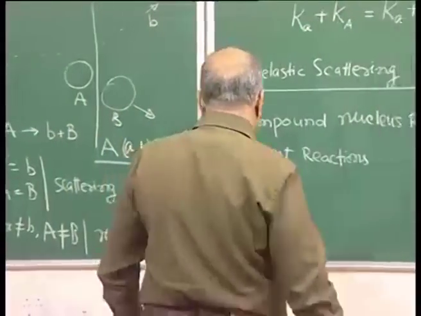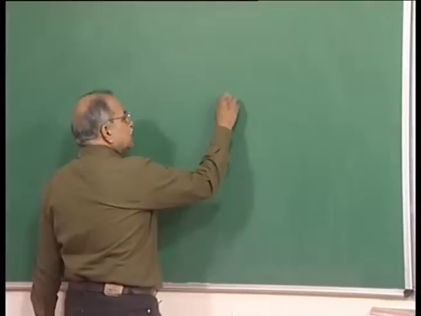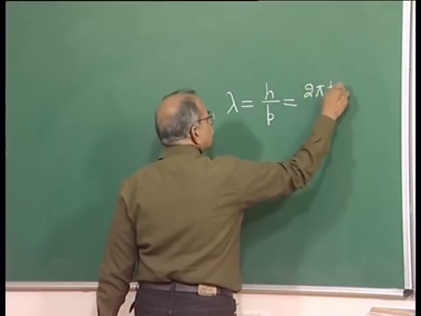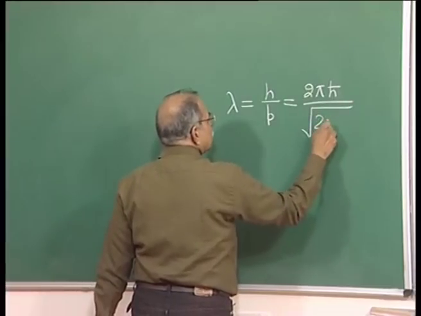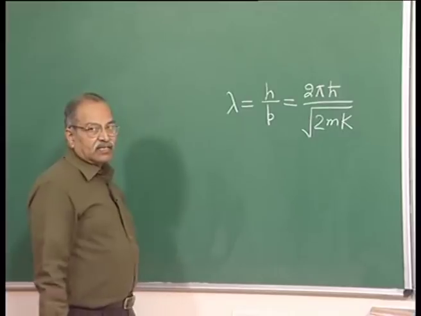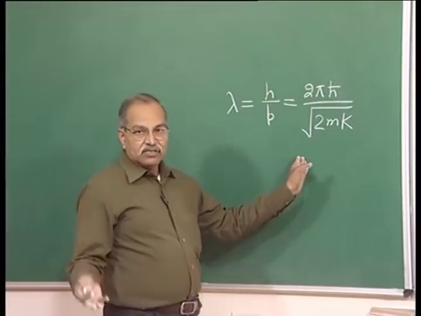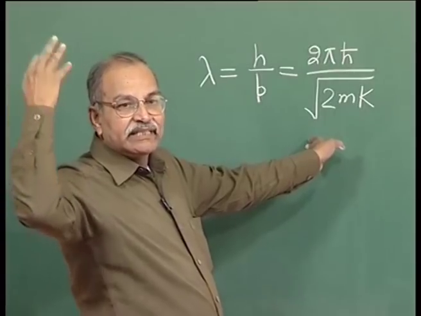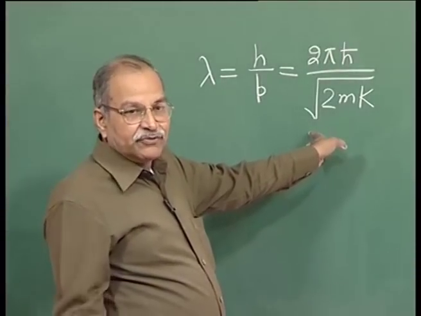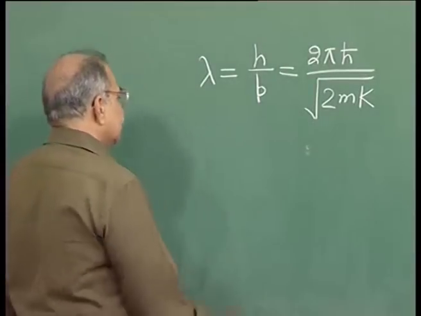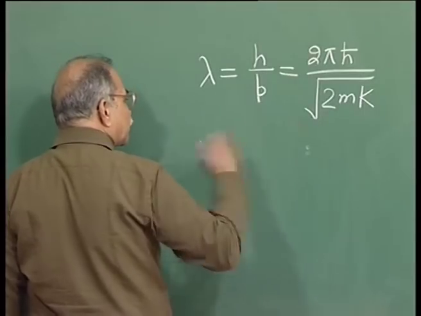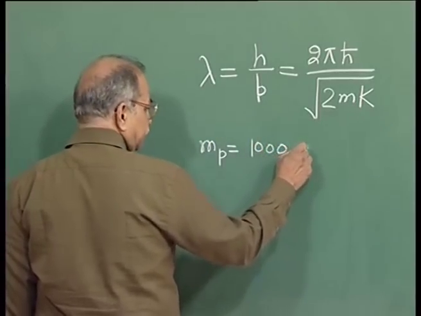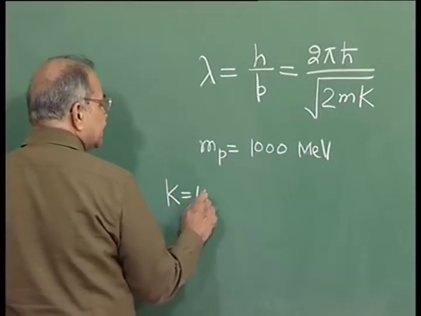So, let us work out what the typical energies involved are. You know that the de Broglie wavelength is h by p, that is 2 pi h cross by square root of 2 m kinetic energy. Again, we are taking non-relativistic expressions, because any nucleus you take for small a, its rest energy is going to be 1000 MeV, 2000 MeV or so on, and the energies we are talking of are in MeVs or a few tens of MeVs. So, that is the de Broglie wavelength. Now, let us estimate it. Let us say the incident particle is a proton. So, it is 938 MeV, so something like say 1000 MeV. Let me take k equal to 10 MeV and see what happens.